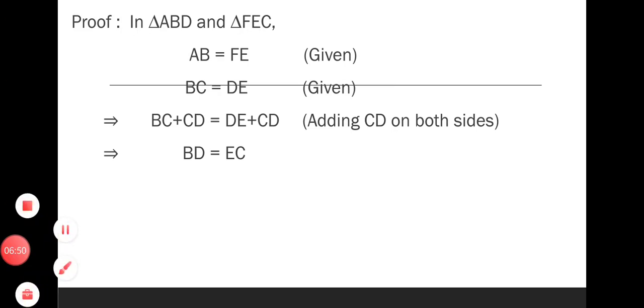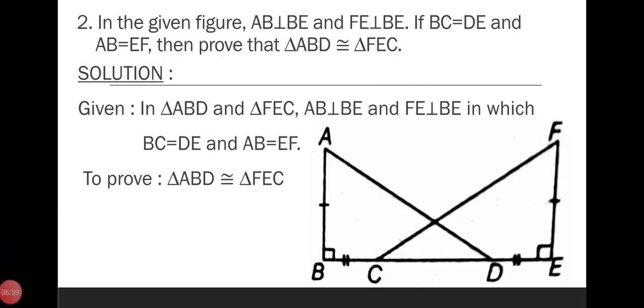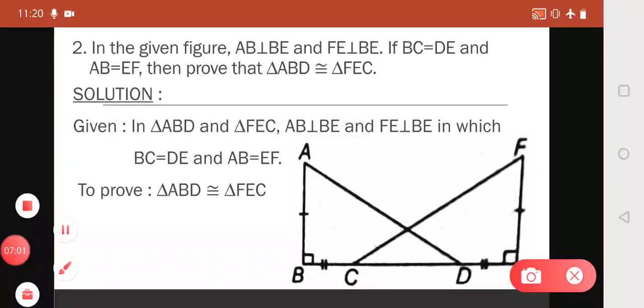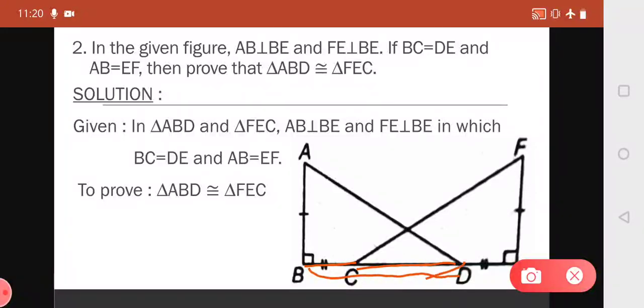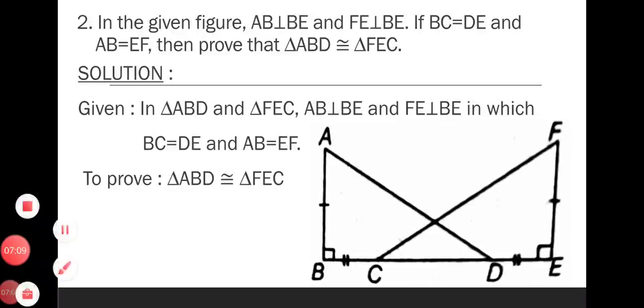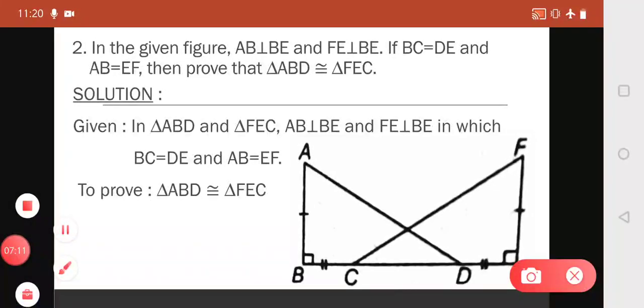Let's once check in the figure that if we add BC with CD, we get BD, and when we add DE plus CD, we get EC. Yes, you can see in the figure that when we add CD and BC, we will get this whole line BD. Similarly, when we add CD with ED, we will get this whole line EC.